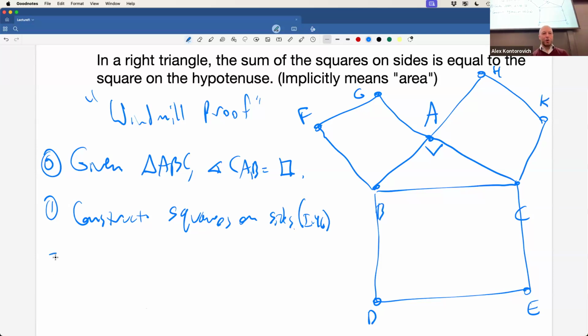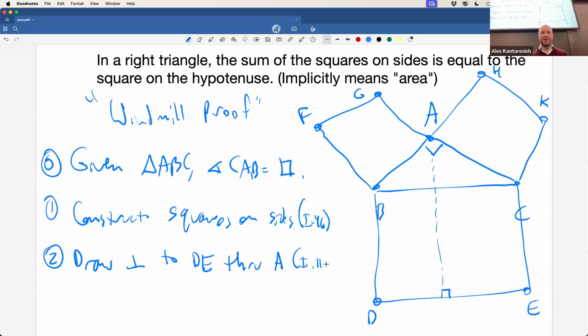Next step is to draw a perpendicular. I'm going to drop a perpendicular to DE through A. Why can we draw perpendiculars? This is I-11-ish. And let's give this point a name. L. Curiously, he doesn't give this point a name. I think it's useful to have a name there. What do I not have? K, L, G, M. How about M?